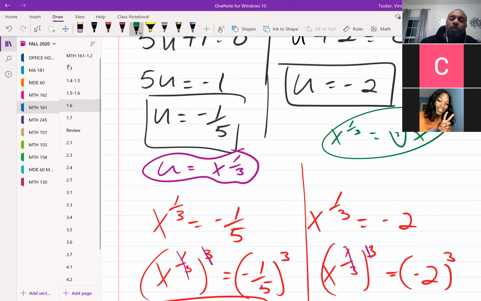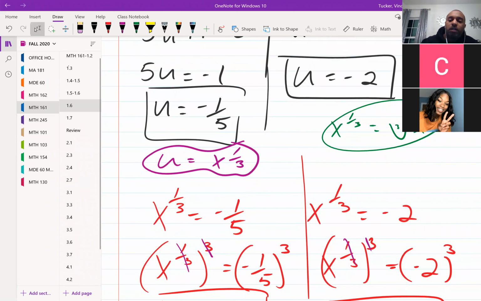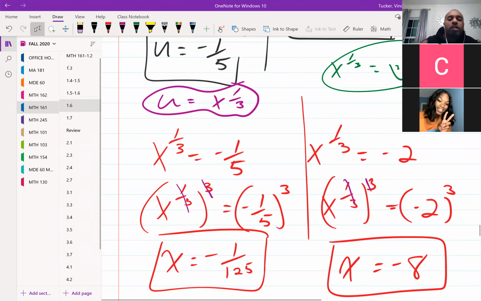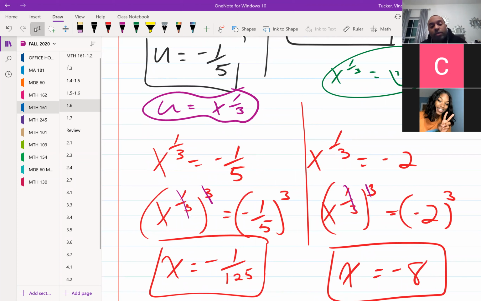So in order to get that cube root off of x, we will raise both sides to the power of 3. So that's what I did here. I cubed both sides. That 1/3 power and the cube cancels, leaving you with x. And then negative 1/5 cubed is negative 1 over 125, and negative 2 cubed is negative 8.